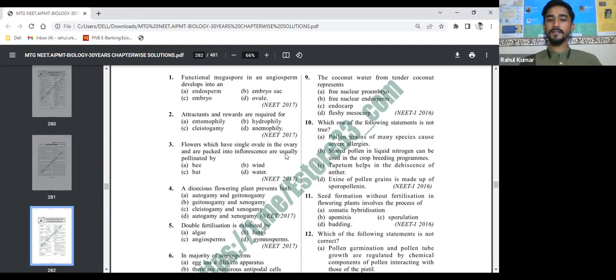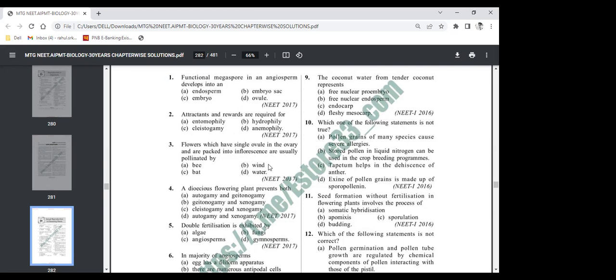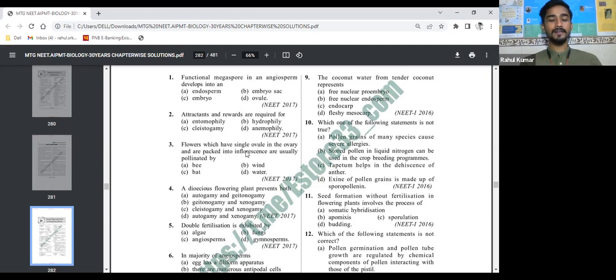So Nora, the answer is B, wind. I'll tell you why. Because Aisha is unable to give explanation, I'll give you. It's also important to understand why the answer is that, because you cannot memorize all the questions, no? So understand the logic.